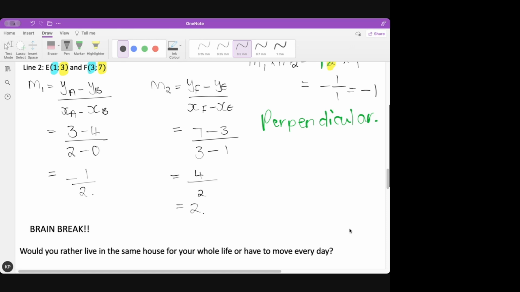And everyone says same house. Is there anyone who says they'd rather move? I'm very curious to know if anyone is saying it is annoying. It is annoying to move every day. But some people would think, oh my god, think of the house you're living in right now, guys. Would you make it if you had to live in that house forever and ever and ever?